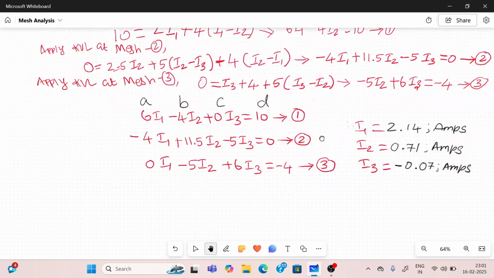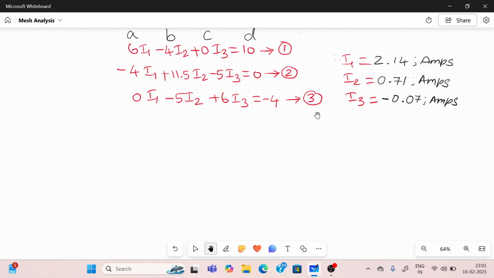At the bottom, you have to find out the current. Your current through the 2 ohm resistor is nothing but I1. What is your I1? It is 2.14 amps.